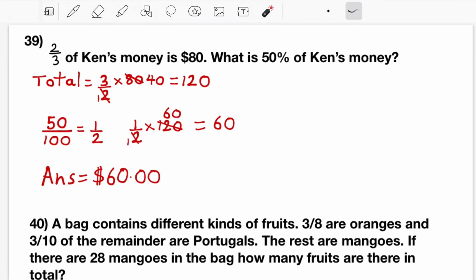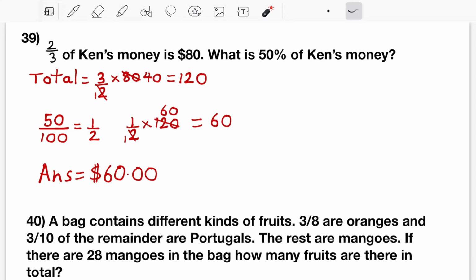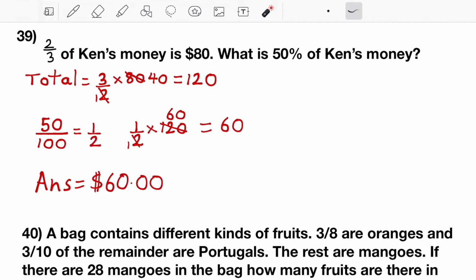2/3 of Ken's money is $80. What is 50% of Ken's money? So let's begin by finding Ken's total amount of money. One of the ways we can do that is by flipping the fraction. When we have a fraction equal to an amount, we can flip the fraction and multiply it by the amount it is equal to, to get a total.